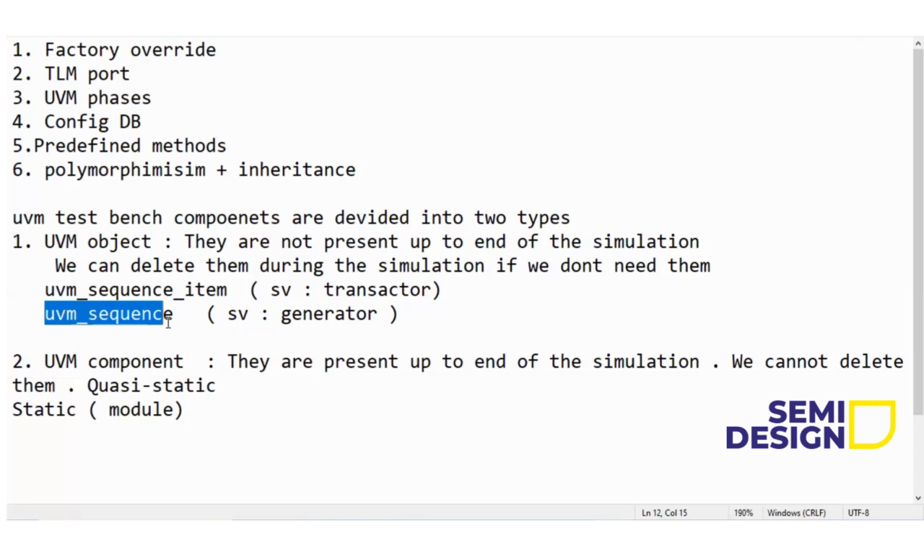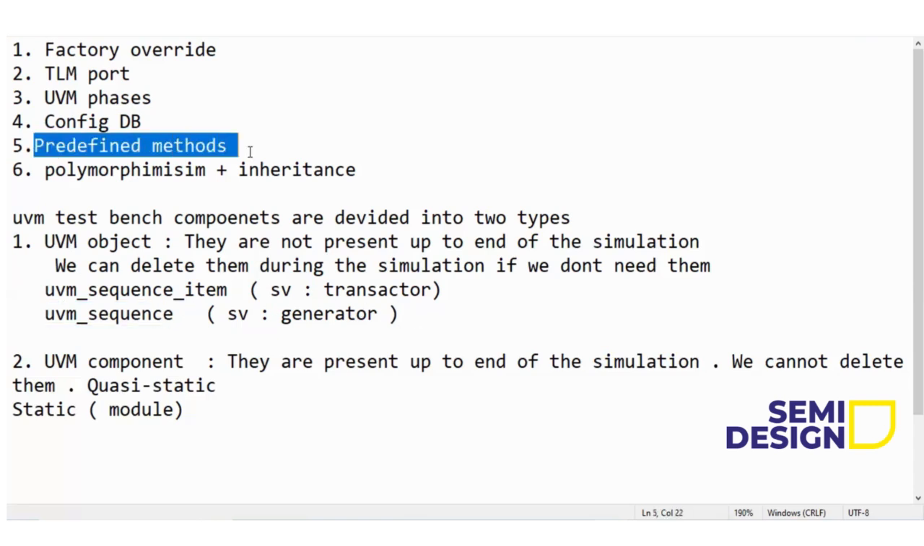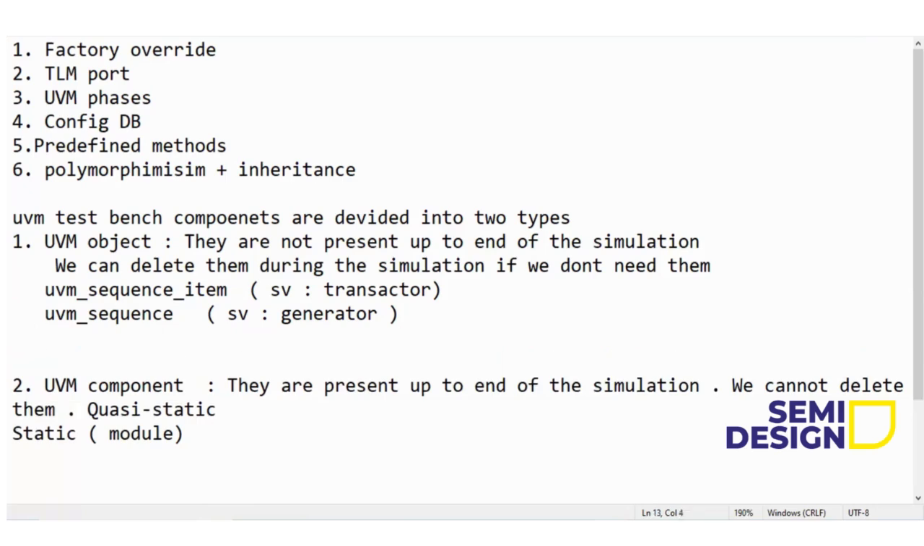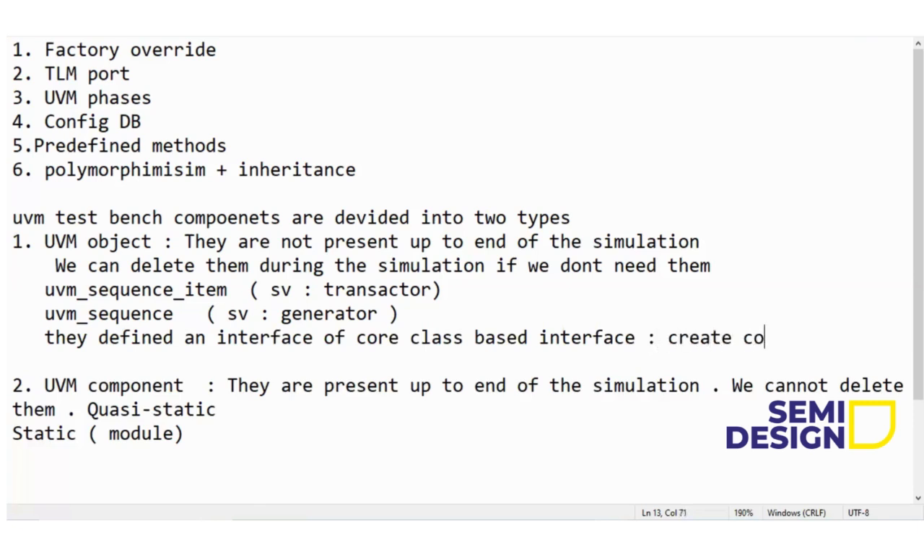Now here remember, there are some predefined methods. I told you about predefined methods. So whatever predefined methods you are going to use in your UVM test bench, you have to define here. So here I can write, it defines an interface of core class based interface, just like create, copy, compare, etc.